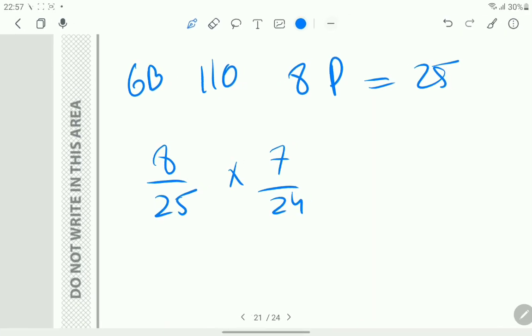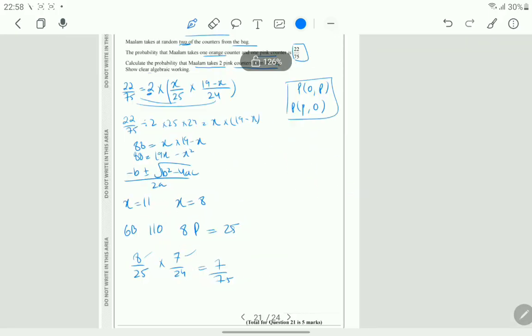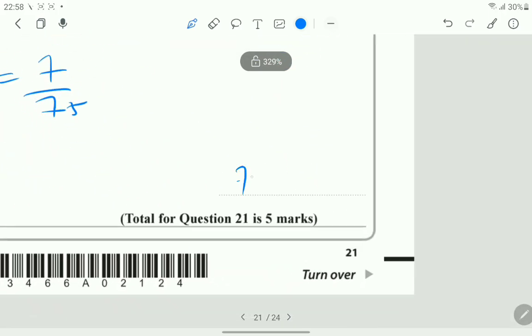there is one less option since she has picked one out from the counter bag, and since she has picked one pink already, there is now one less pink for her to choose. So that's why I put 7 and 8, and we solve 8 over 25 times 7 over 24. The answer is 7 by 75. This is your final answer. Write it in the answer space. You are good to go.